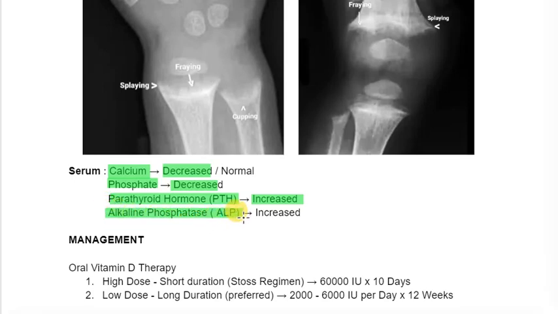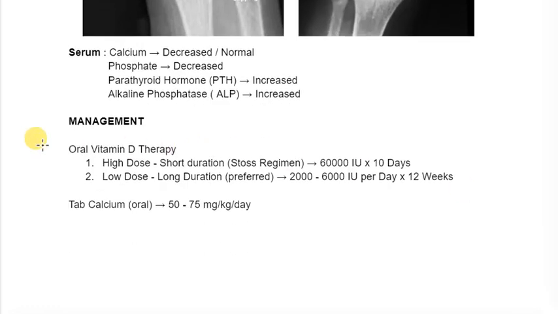And the other is alkaline phosphatase, so alkaline phosphatase will also be increased. So we have done the investigation. Now, how will we manage rickets in children? In management we have oral vitamin D therapy for kids. And if there is an infant, we can give the serum and all those things.